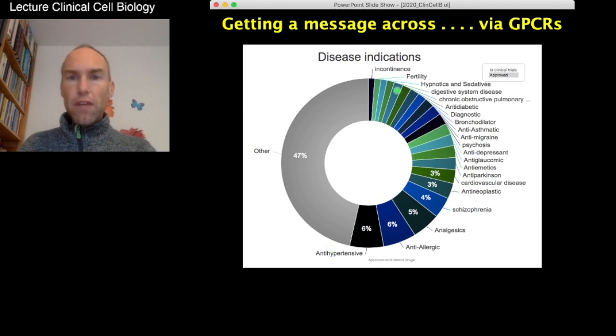Here's a diagram of all the diseases that can be treated with drugs against GPCRs. For instance, it can be used to lower blood pressure. It can be used to treat allergies. There are painkillers among the drugs against GPCRs, and also antidepressants, for instance. So this slide shows you there's a lot of variety in the type of drugs that you can find that target the G-protein coupled receptor.